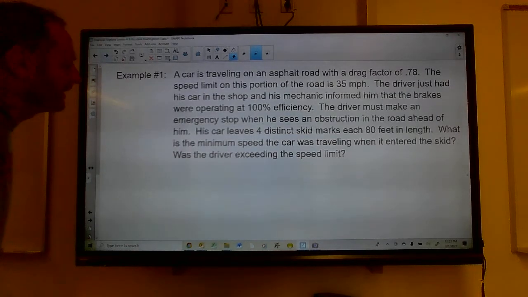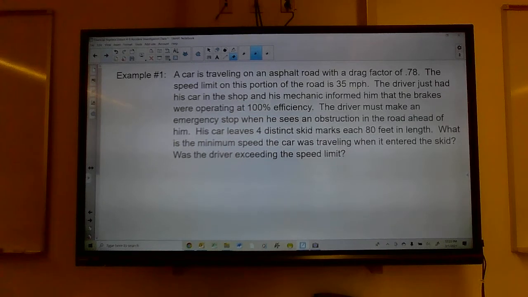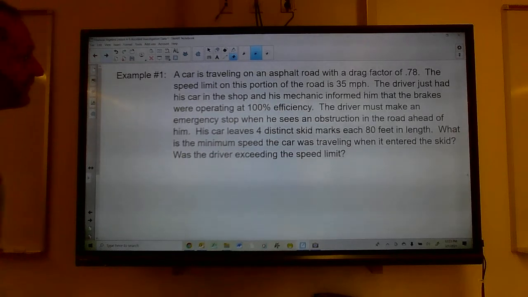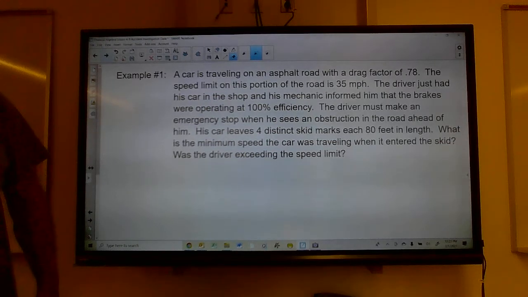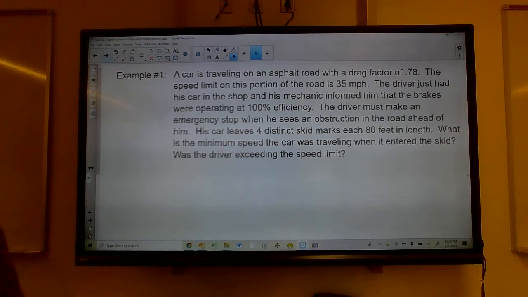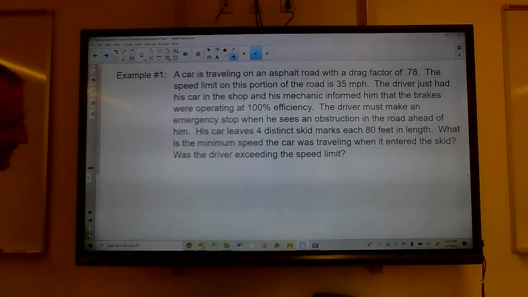So a car is traveling on an asphalt road with a drag factor of 0.78. The speed limit on this portion of the road is 35 miles an hour. The driver just had his car in the shop, and his mechanic informed him that the brakes were operating at 100% efficiency. The driver must make an emergency stop when he sees an obstruction in the road ahead of him. His car leaves 4 distinct skid marks, each 80 feet in length.